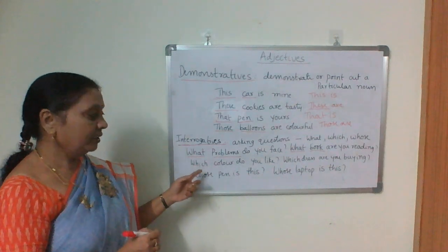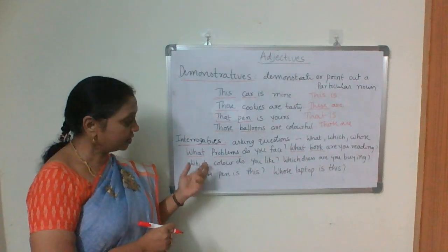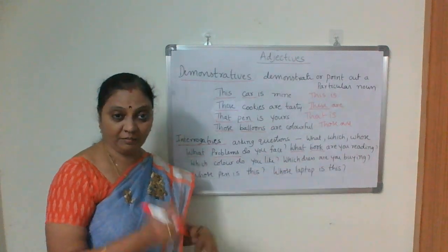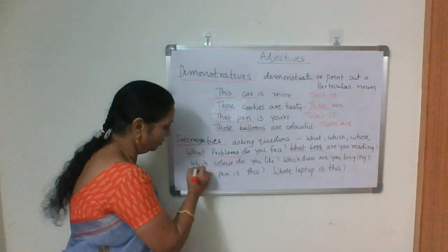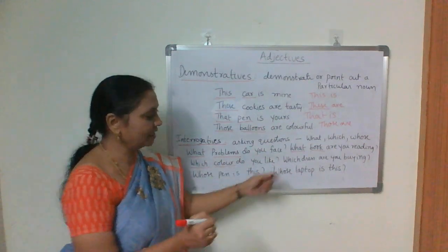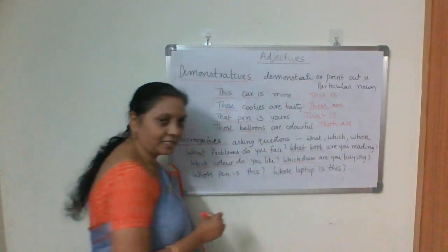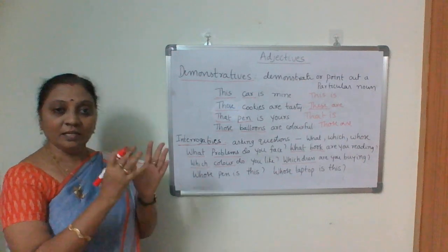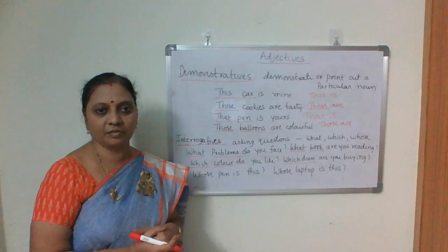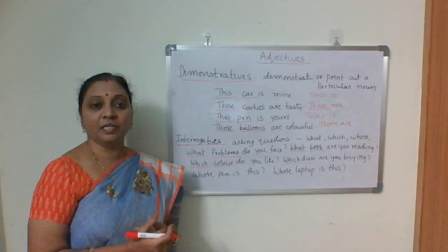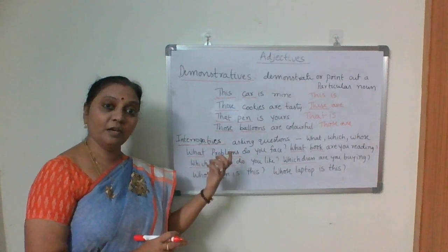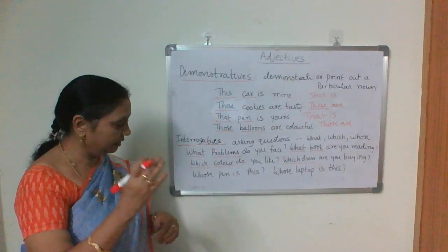Okay. Similarly, you just see, which color do you like? Which dress are you buying? Which color? Immediately color is a noun, and which becomes an interrogative adjective. Again, in the same way, which dress? Dress is a noun and which is an interrogative adjective. Then, which is yours? Which is your dress? Simply which, not followed by any noun. So those are interrogative pronouns. See the difference.